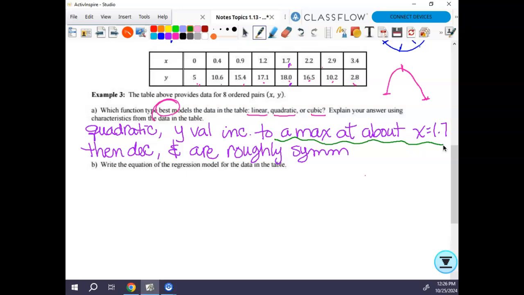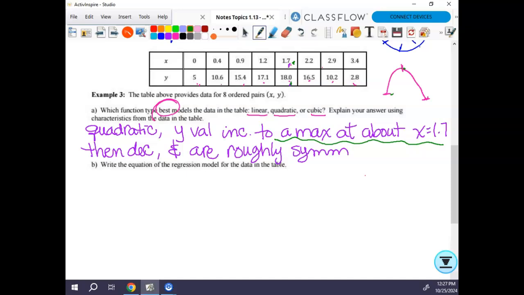Increase to a max at about 1.7, because we talked about the fact that we don't know for sure that this is 18. I mean, it could be, but not necessarily. So at about 1.7, it should be around there somewhere. Then they decrease, and then the other part of that is that they're roughly symmetric. Okay, so you can amend that if you need to a little bit, because I don't remember exactly what I wrote.